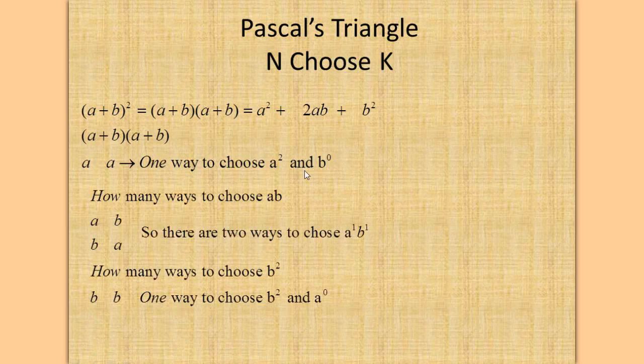How many ways to choose a times b? Well, we got a times b and b times a. So there's two ways to choose a to the 1, b to the 1, right here. There's two ways to do that. How many ways to choose b squared? Well, b times b is b squared. There's one way to choose b squared and a to the 0. There's a to the 0 in front of that b.